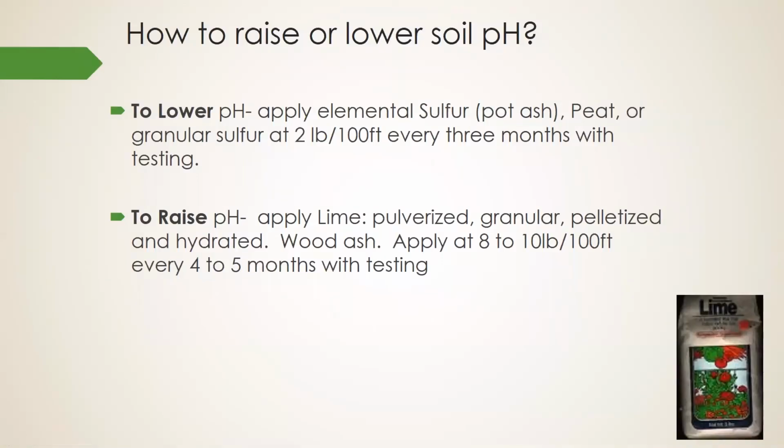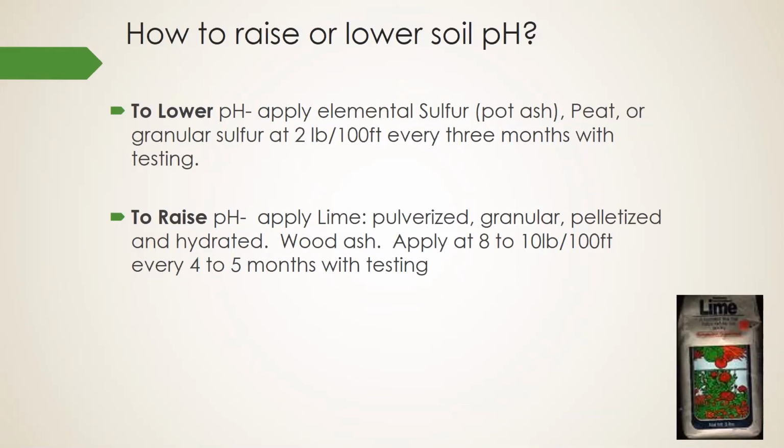So how do we raise or lower soil pH? In practical terms, these are just recommendations, not guidelines. They're just examples. To get a more accurate or precise amount that you might need, and just as a public service announcement, use a soil test. We'll also talk about soil tests shortly. Generally, to lower pH, we're going to be looking at applying elemental sulfur. It's also called potash.